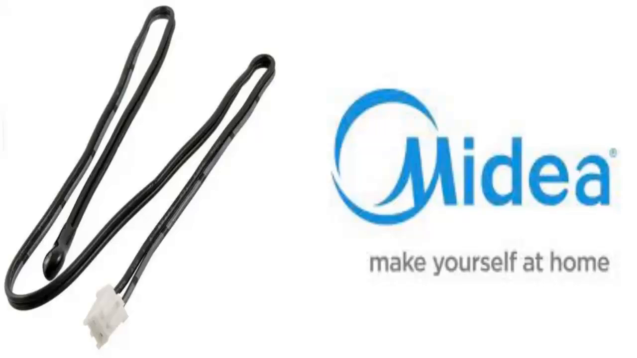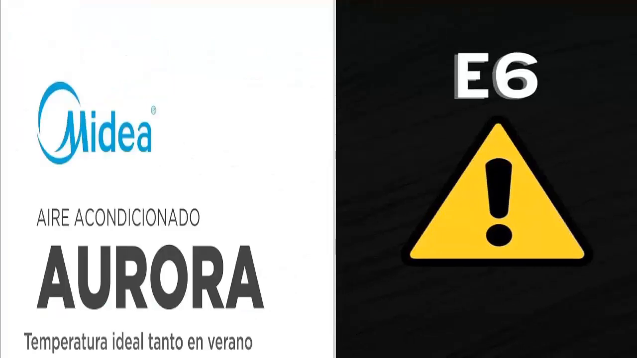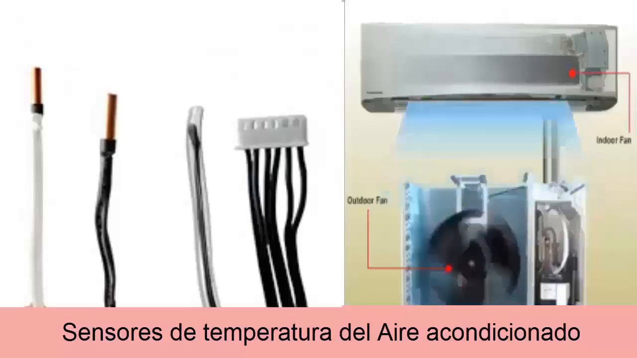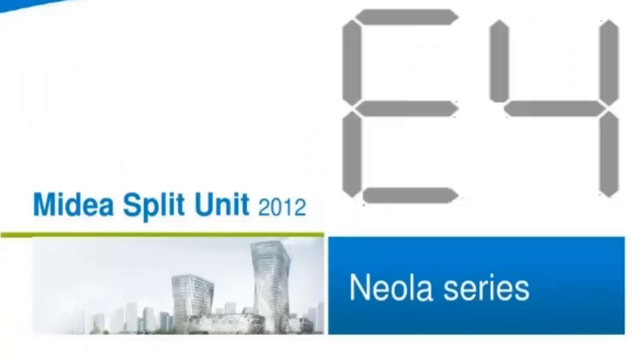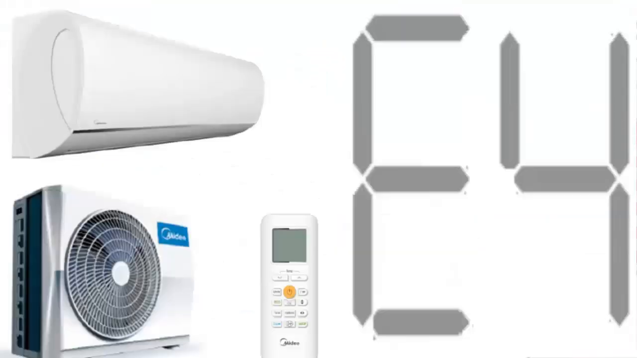For fixed-speed non-inverter MIDEA models from the Neola, Mission, and Aurora series, problems with this sensor are identified with the code E6, while in Blanc models, they are identified with the error E5. For variable speed inverter MIDEA models from the Neola, Mission, Aurora, and Blanc series, problems with this sensor are identified with the error E4.